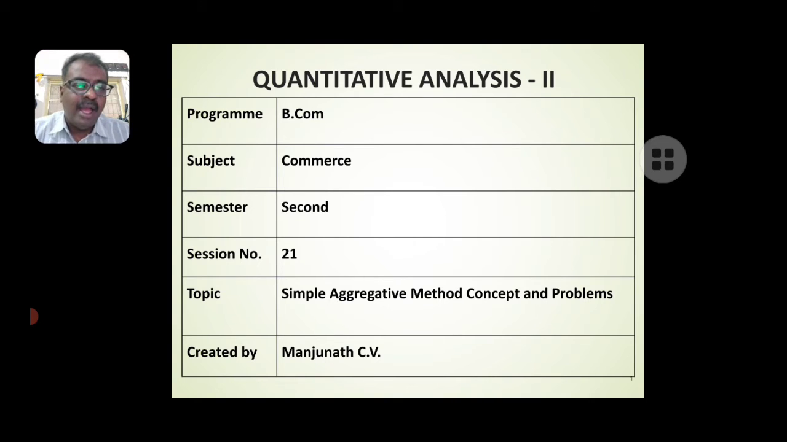So today I'm here to help you solve problems on the simple aggregative method. Let us first understand what this method is and then try to solve a few problems. This is session 21 of the chapter Index Numbers, chapter number 3 in the subject Quantitative Analysis 2.